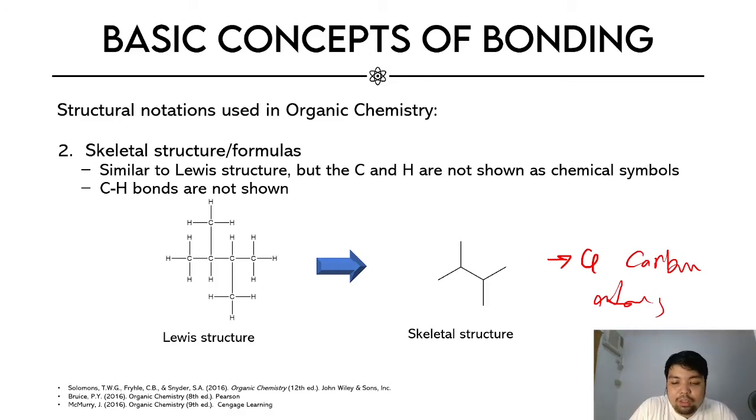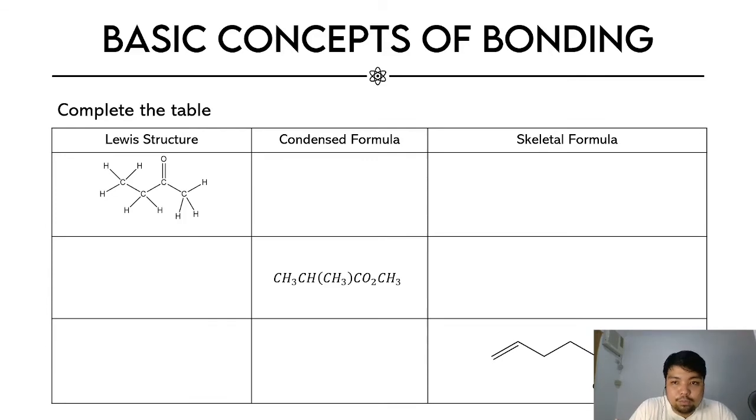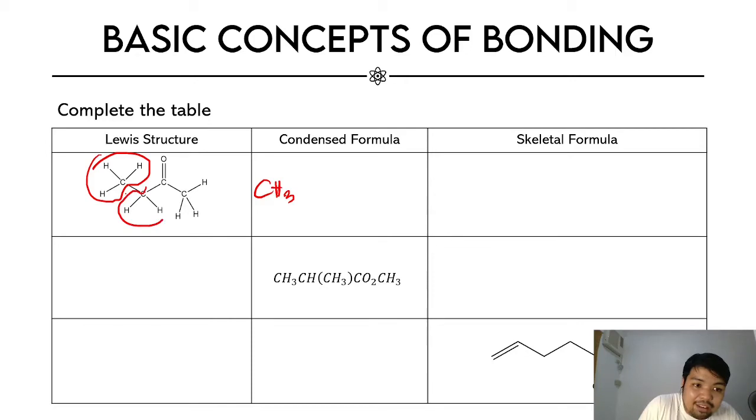So let's put our knowledge to the test. We have a Lewis structure, we draw the condensed formula, then we write the skeletal formula. So this one here is pretty straightforward. If we draw the condensed formula, this is a CH3 group, so we write that down. Then after that, this is a CH2 group.